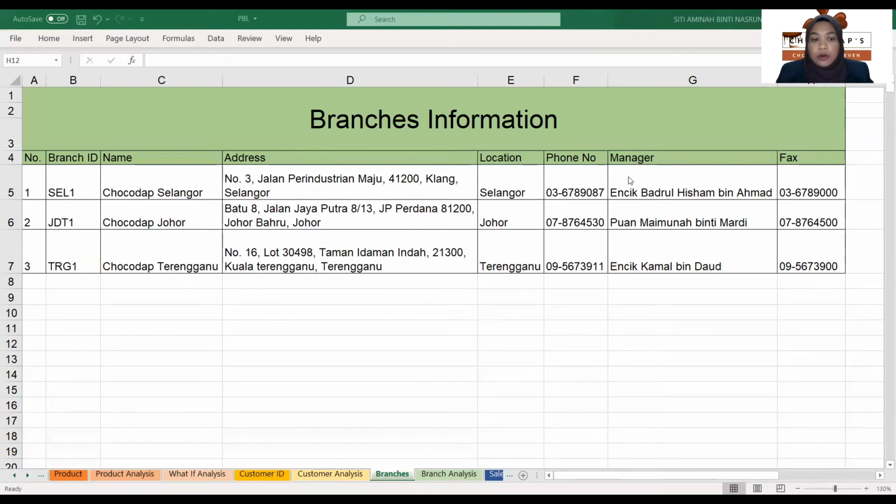So the manager for Chocodap Selangor is Encik Badrul Hisham bin Ahmad, the manager for Chocodap Johor is Puan Maimunah binti Mardi, and the manager for Chocodap Terengganu is Encik Kamal bin Daud.